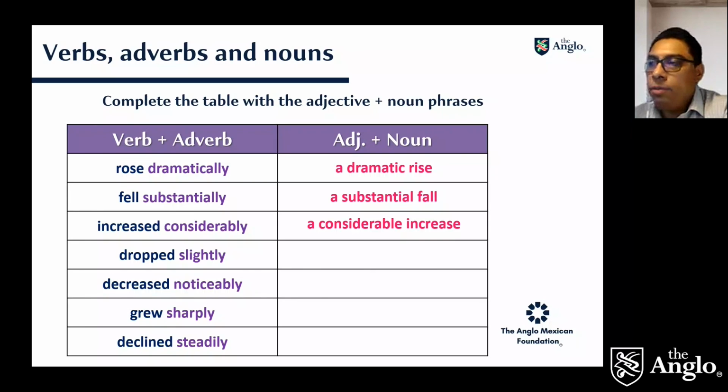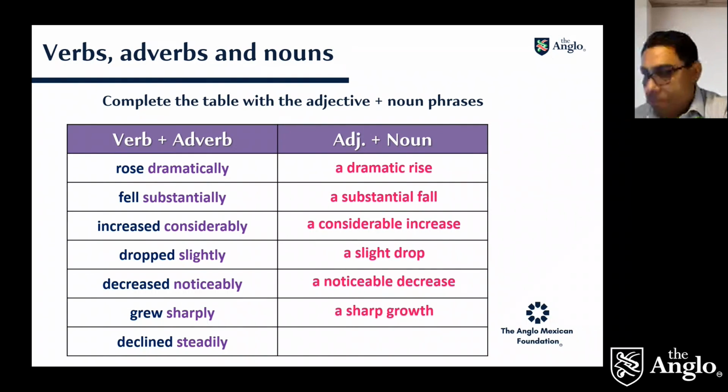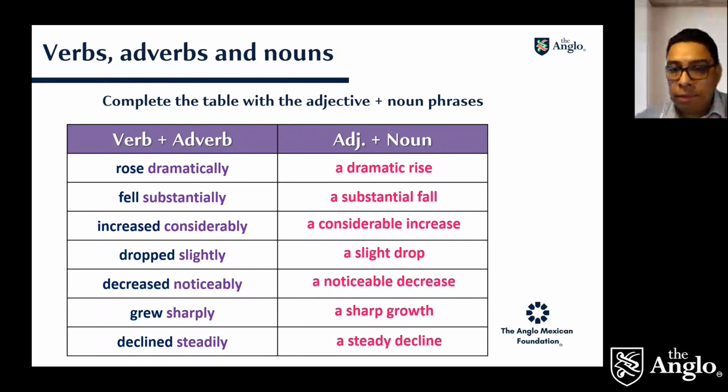So yes, the third one would be this, considerable increase. Then number 4 would be slight drop. Number 5 will be a noticeable decrease. A sharp, remember growth, okay? Remember that one is tricky, it is growth, okay? And the last one is a steady decline, okay?